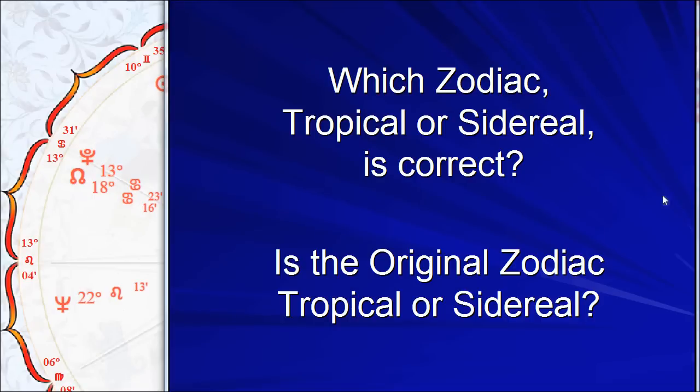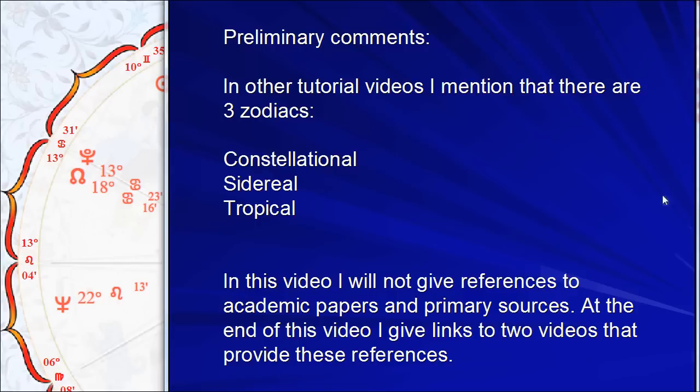Okay, our topic is which zodiac, tropical or sidereal, is correct. Several people have asked me to make some comments about this. There are some astrologers who are strongly claiming that the sidereal zodiac is correct, the tropical zodiac is a big mistake, and is this true? So I'm going to answer that question, and it's related to another question of what was the original zodiac? Was the original zodiac tropical or sidereal? So I'm going to answer these questions.